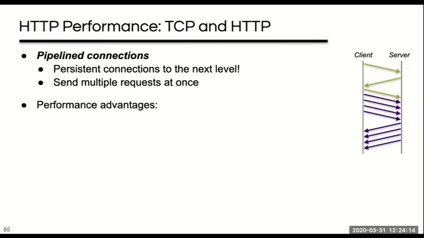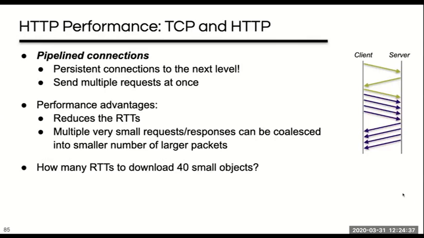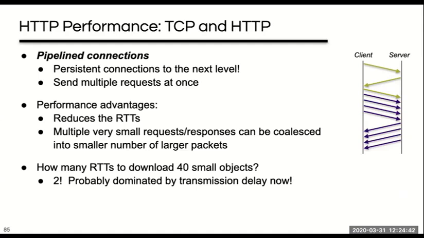The first is that it reduces the number of RTTs. The second is that if multiple requests or responses are really small, then they can be smashed into a smaller number of larger packets. Like if your responses are only 100 bytes, you could fit a bunch of those in a single packet, and larger packets are generally more efficient. So how many RTTs to download 40 small objects? 2. Only 2. So this is probably dominated by the transmission delay now. So this is like getting towards optimal here.